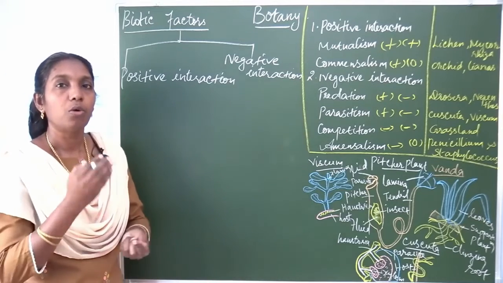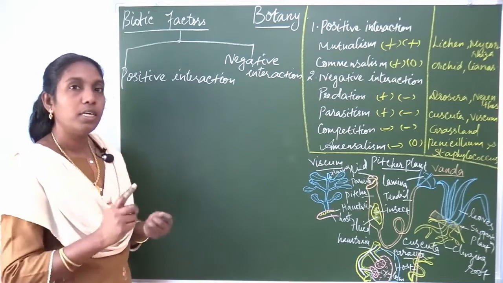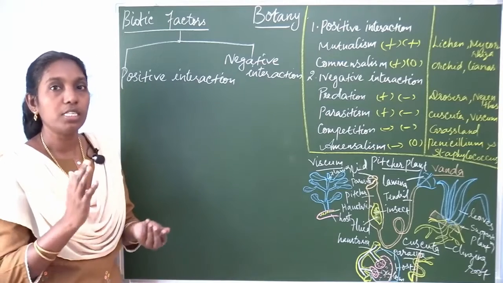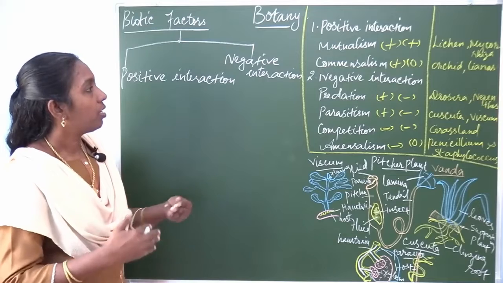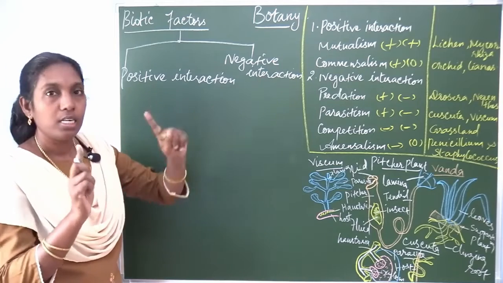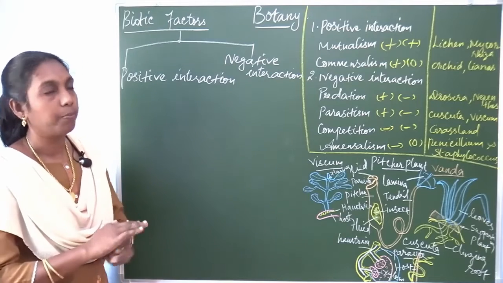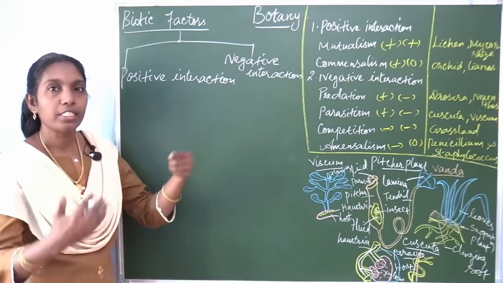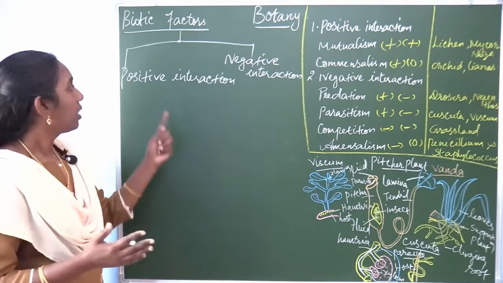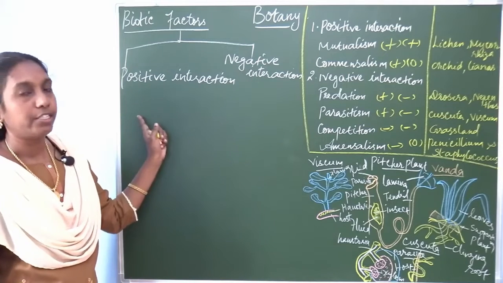Negative interaction: in the interaction between two organisms, one is affected, while the other is neither benefited nor harmed. That is negative interaction. In positive interaction, both have a symbiotic relationship, both are benefited, and there is no harm at all. Depending upon this positive and negative interaction, these are again classified into different types.